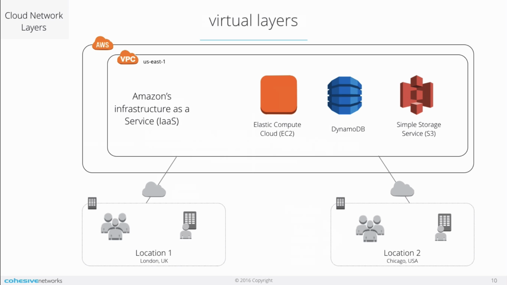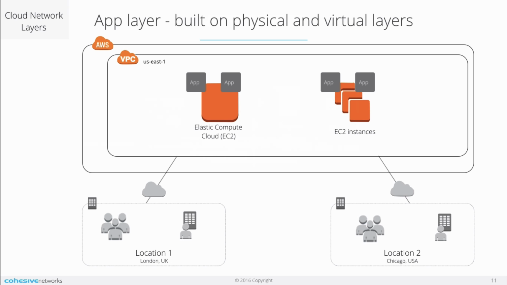And then in the virtual layer is Amazon's infrastructure as a service. So these are their virtual compute offerings, so EC2, S3, things like that. And then on top of that, you can build the application layer. So here on EC2, we have some example applications.